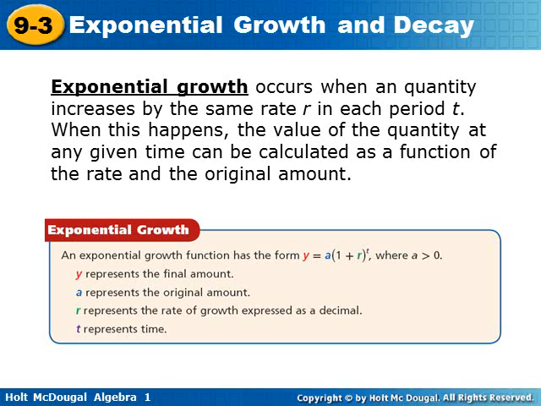An exponential growth function has the form y equals a times (1 plus r) raised to the power of t, where a is greater than 0, or a positive number. y represents the final amount, a represents the original amount, r represents the rate of growth expressed as a decimal, so you change the percent to a decimal, moving it over 2 places to the left, and t represents time.